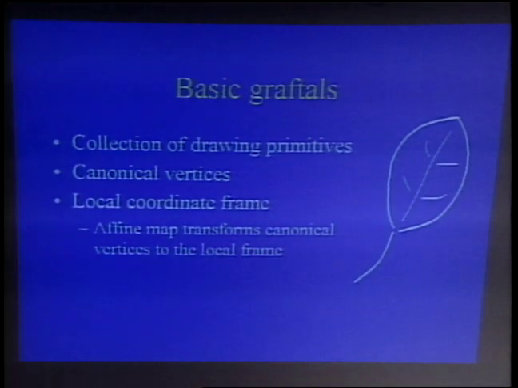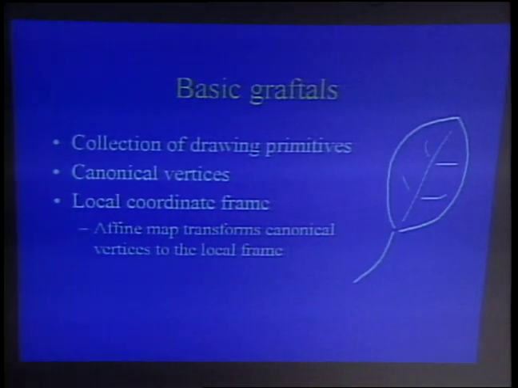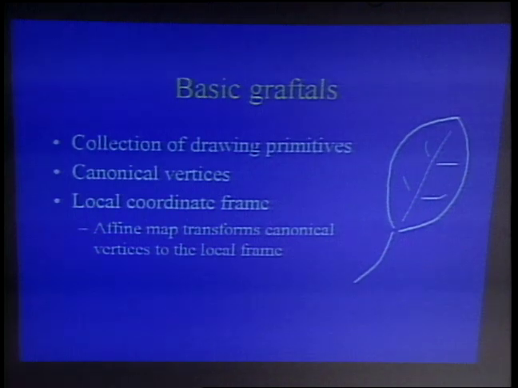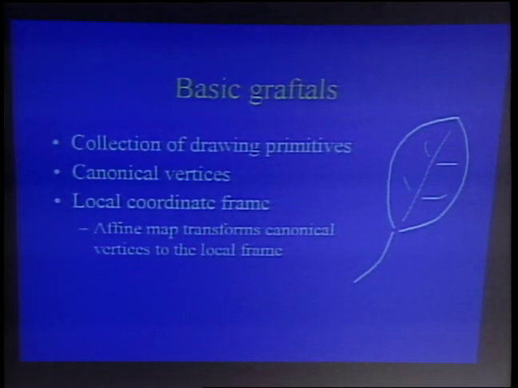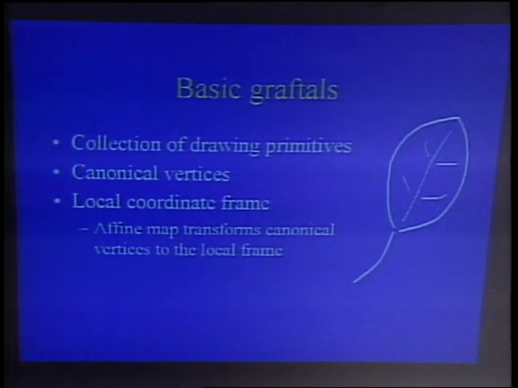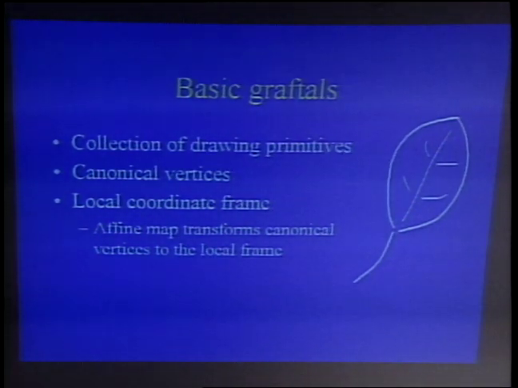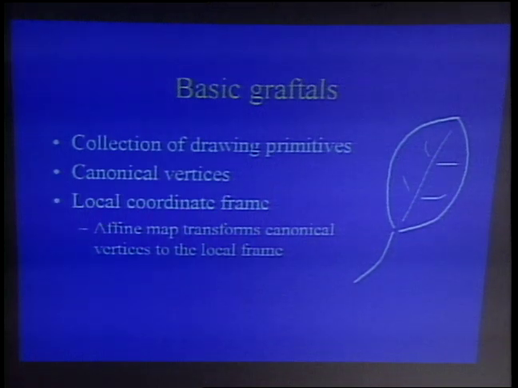So first I'll talk a little bit about basic graftals. As I mentioned, they're a collection of drawing primitives. I might skip over the idea of the canonical vertices, just because I know I'm low on time. Each basic graftal is defined with a set of points that the drawing primitives refer to, and the set of points are defined in some generic canonical space.